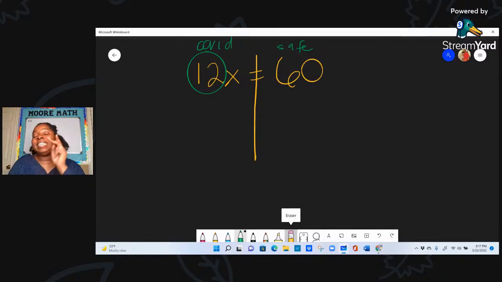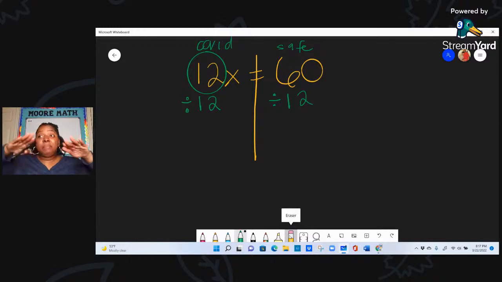The only way to get rid of multiplication is to do the opposite. So right now, type in the chat, what is the opposite of multiplication? Good. Division. So I need to move this 12 to the other side in the safe zone. So I'm going to divide both sides by 12.